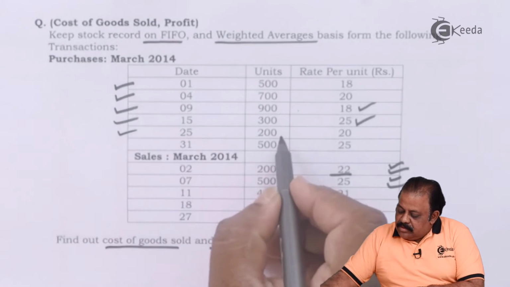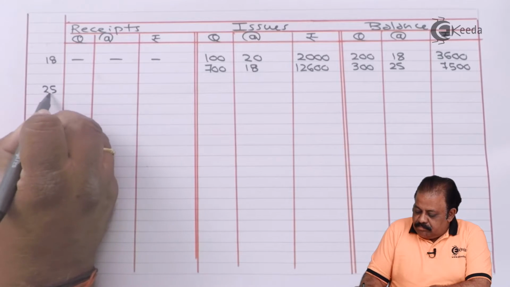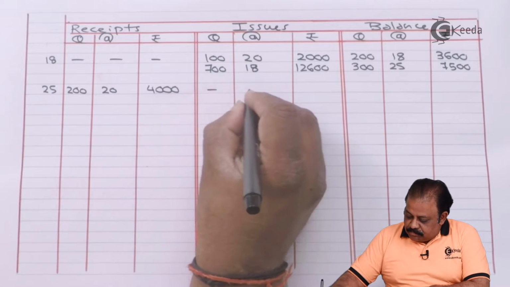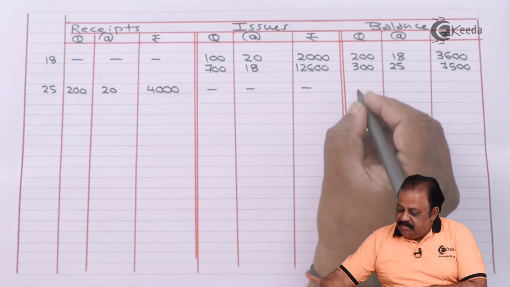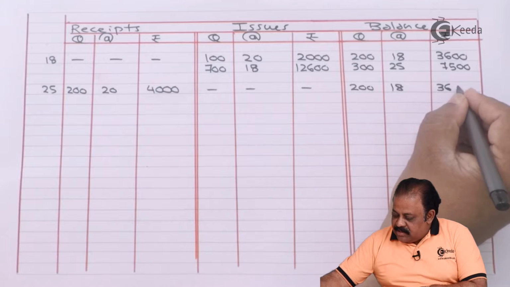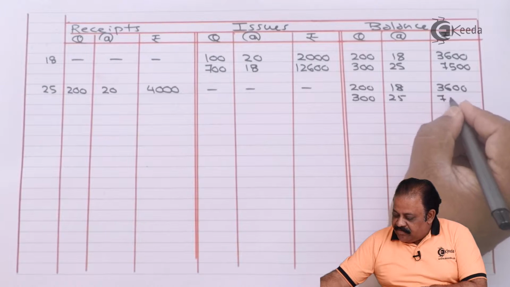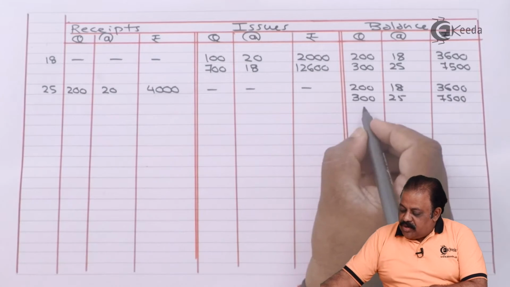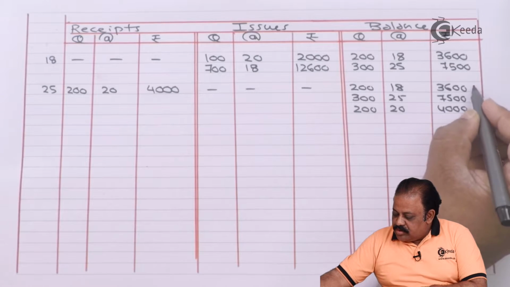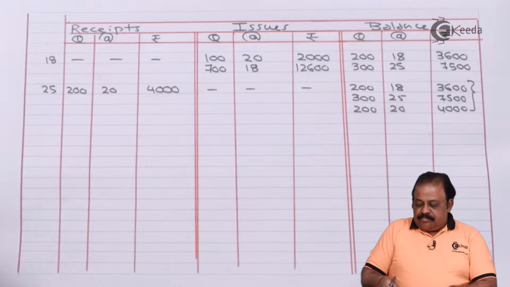Next on 25th, there is purchase of 200 units at the rate of 20. So value is 4,000. We have oldest 200 units at the rate of 18, 3,600. 300 units at the rate of 25, 7,500. This fresh 200 units at the rate of 20, rupees 4,000. So we have now three stocks: 200 units, 300 units and 200 units.